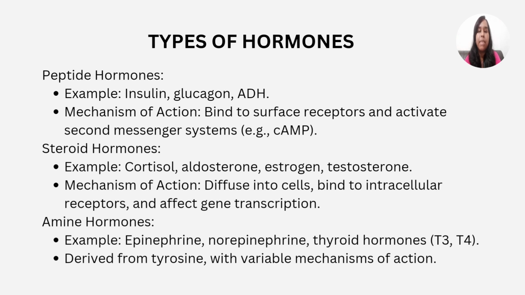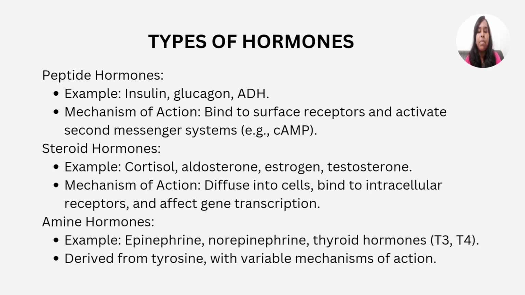Now we are going to see about types of hormones. In this, we will be seeing three hormones: peptide hormones, steroid hormones, and amine hormones. In peptide, its examples are insulin, glucagon, and ADH. Its mechanism of action is to bind to surface receptors and activate the second messenger system.